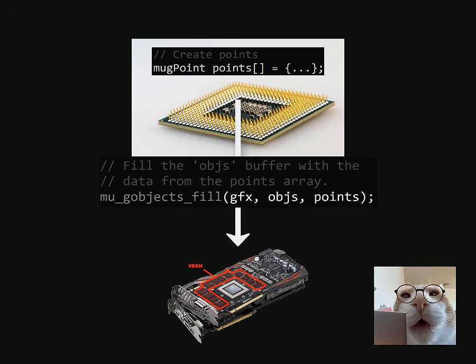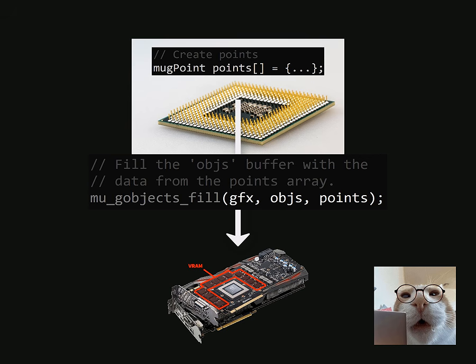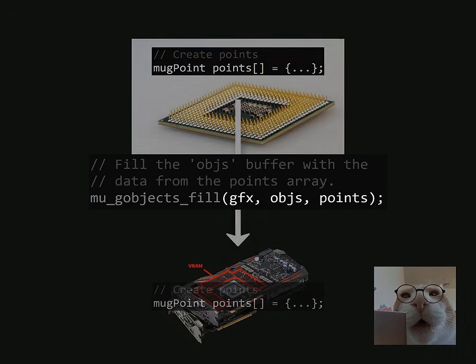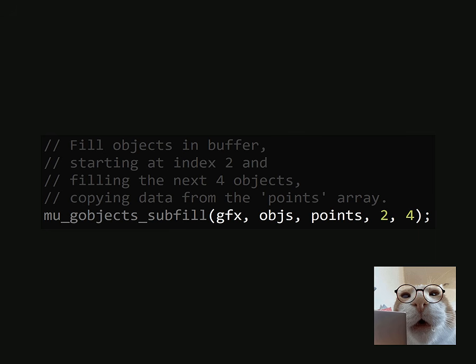The data in question here is just a list of all of the objects that you want to render within the buffer. This data can be provided when creating the buffer, or it can be manually set later via filling the buffer, which goes in and copies that data to the GPU. You can fill the entire buffer in one go, or you can fill select portions of the buffer, which is done with the sub-filling functions.